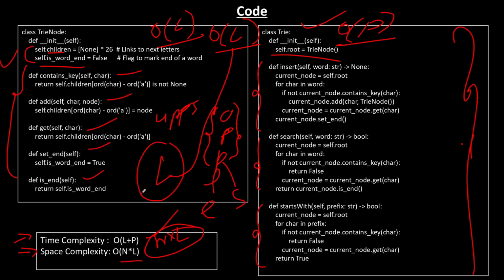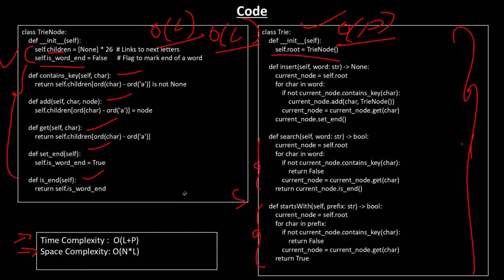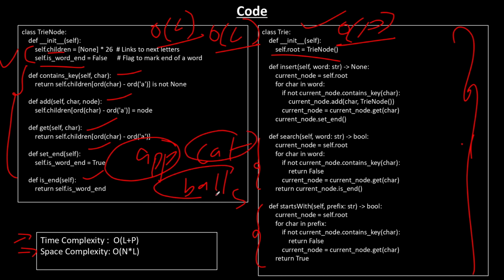Because suppose no shared prefix means I gave you apple, I gave you cat, I gave you ball, right? They will all take different spaces. That's why it will take L, the length of each word's characters, into N. So basically 3 into 3. I hope you got the space and time complexity definitions.